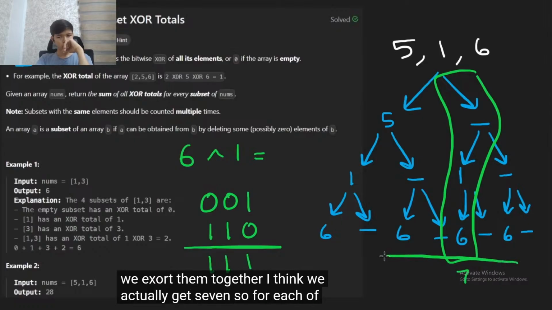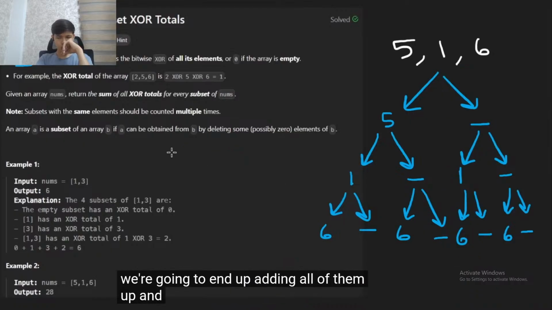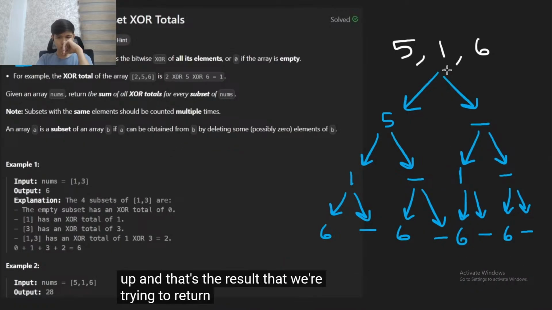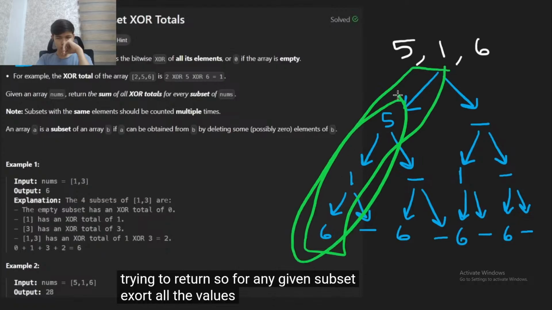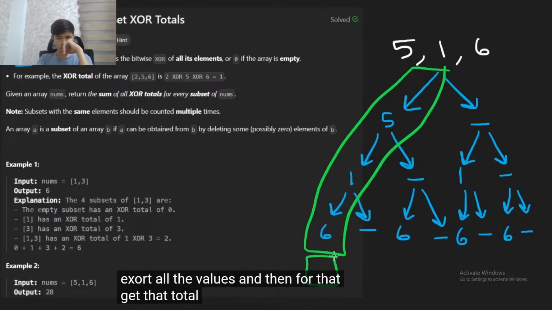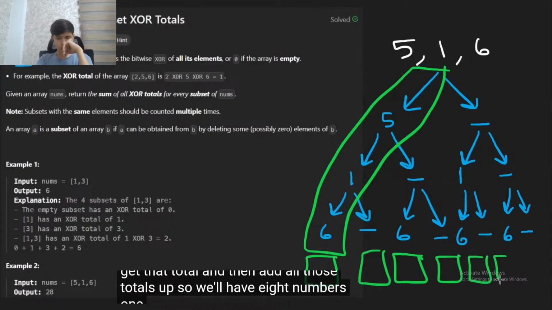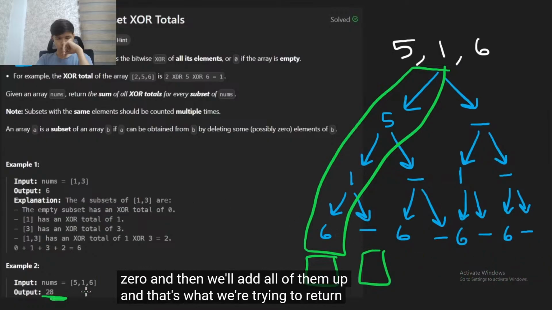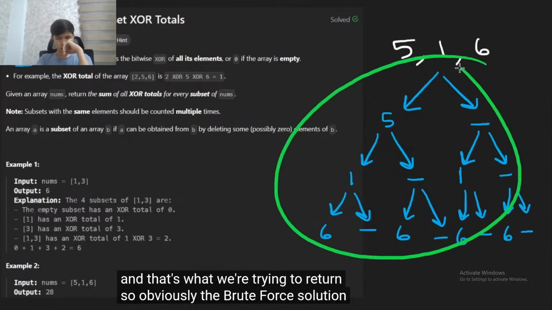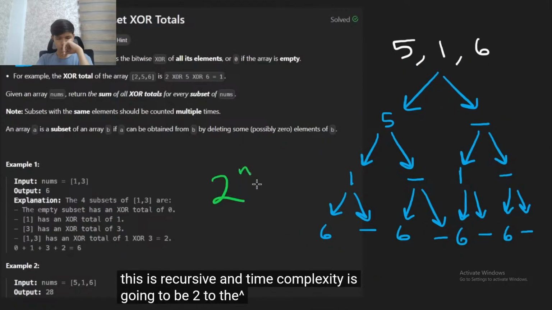So for each of those, we're going to end up adding all of them up, and that's the result that we're trying to return. So for any given subset, XOR all the values, get that total, and then add all those totals up. So we'll have 8 numbers. One of them is definitely going to be 0, and then we'll add all of them up, and that's what we're trying to return. So obviously, the brute force solution of this is recursive, and time complexity is going to be 2 to the power of n.